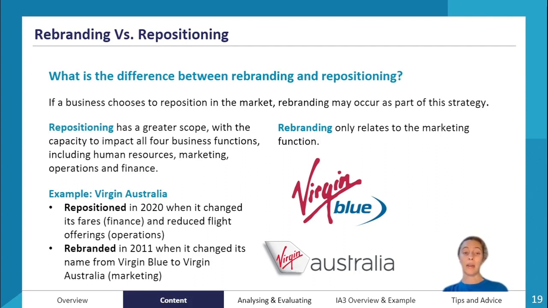In opposition to that, we've got rebranding. In 2011, it changed its name from Virgin Blue to Virgin Australia. We can see those logos there, and you may remember back in the days of Virgin Blue. But that is purely a marketing strategy. It didn't impact those other areas of finance and human resources. So that was just rebranding within that niche of marketing.